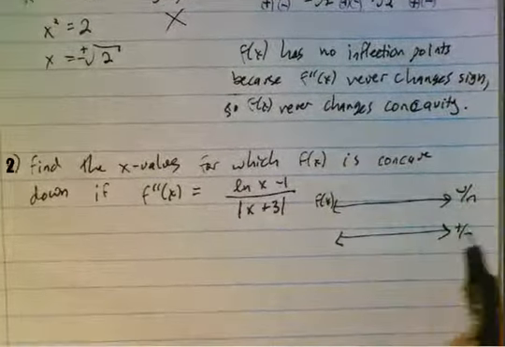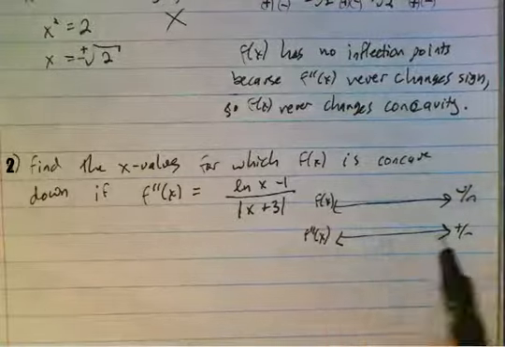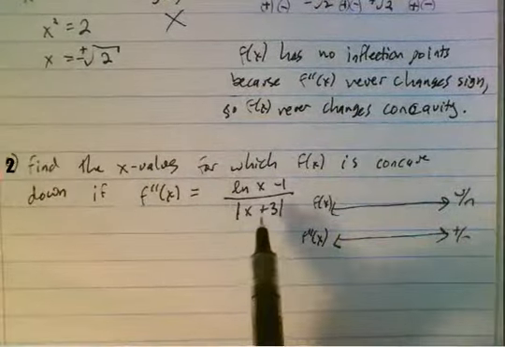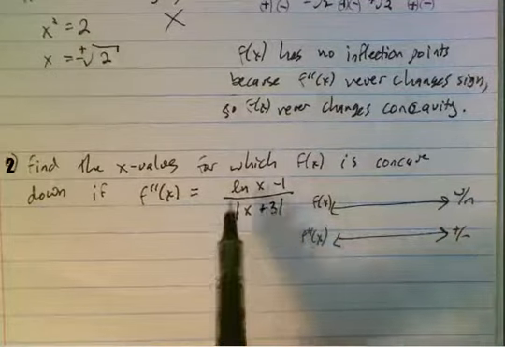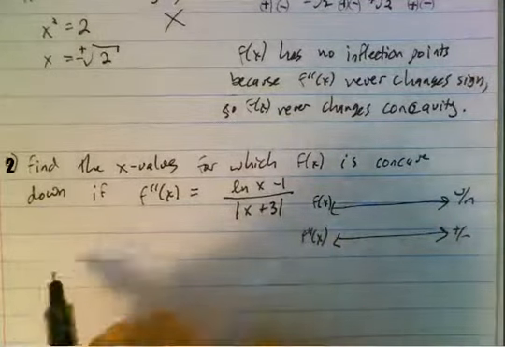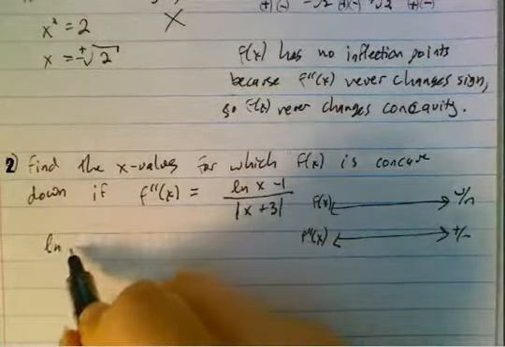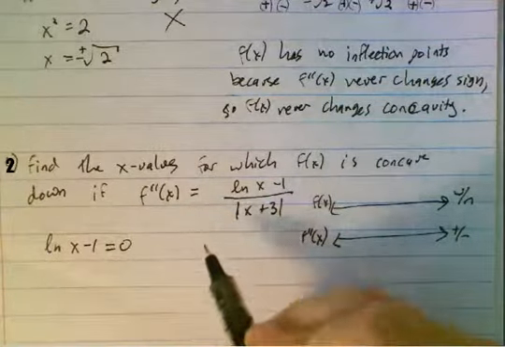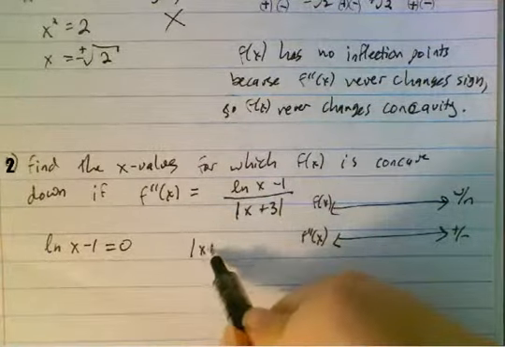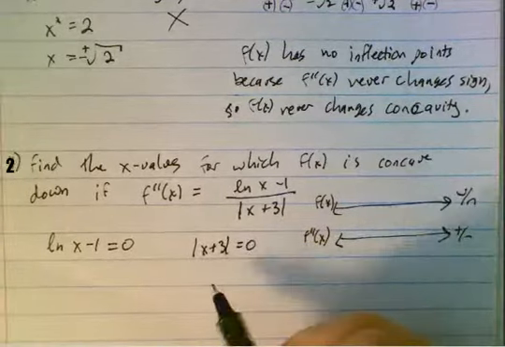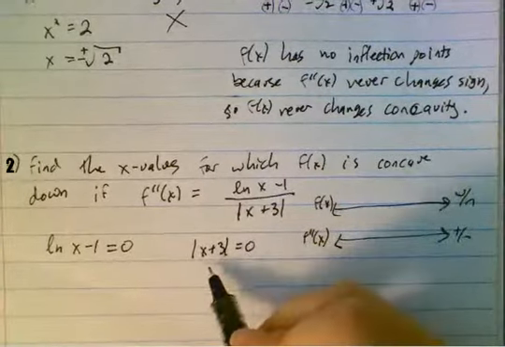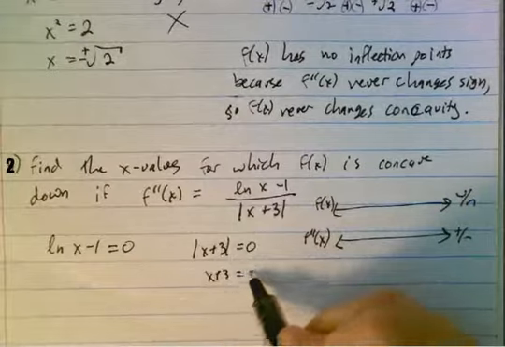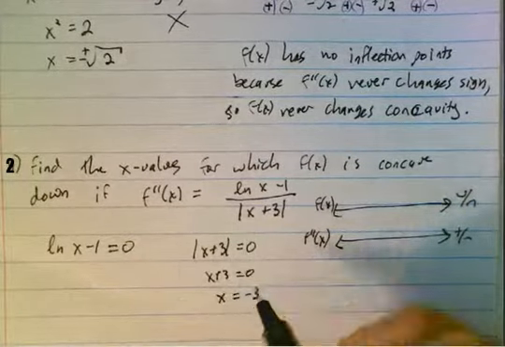We do the same charts that we've done. We already have f double prime of x, and it's as factored as it's going to get. So all we have to do is figure out when the natural log of x minus 1 equals 0, versus when the absolute value of x plus 3 equals 0. So the absolute value of x plus 3 equals 0 when x plus 3 equals 0, so when x equals negative 3.